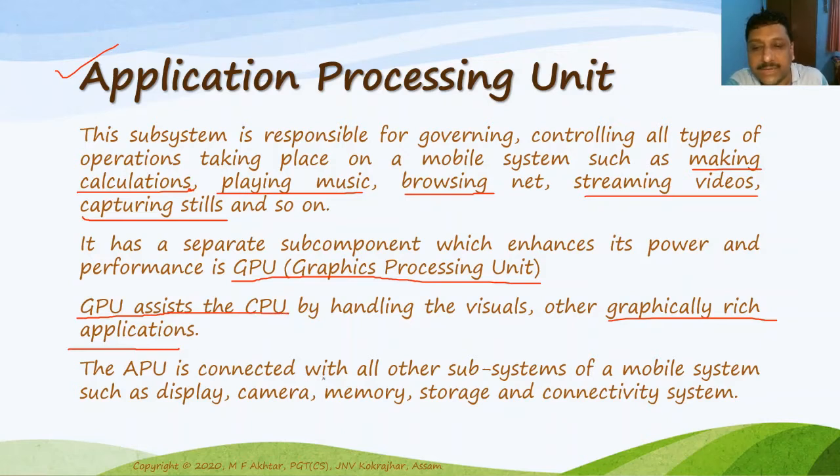The APU is connected with all other subsystems of a mobile system, such as the display, camera, memory, storage, and connectivity system. All other systems are connected with the application processing unit because each and everything works with the application software. That's why the APU is connected with all other subsystems.